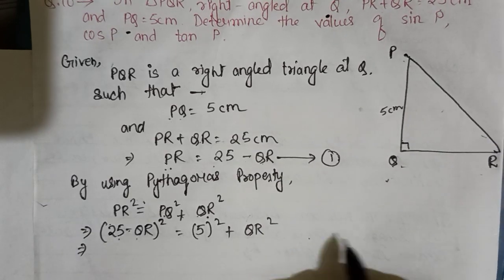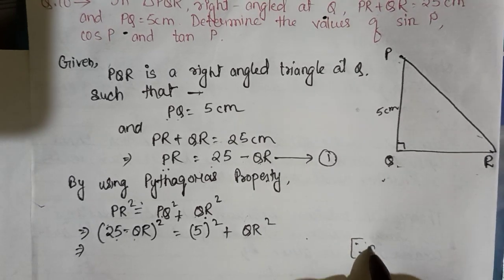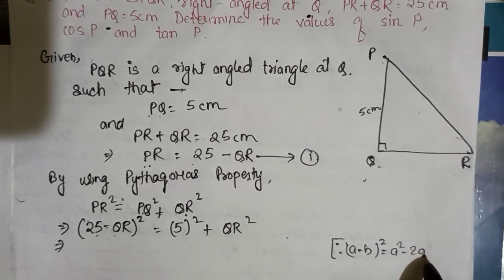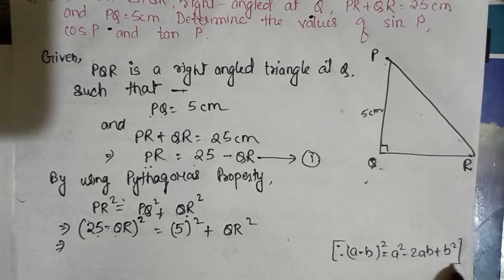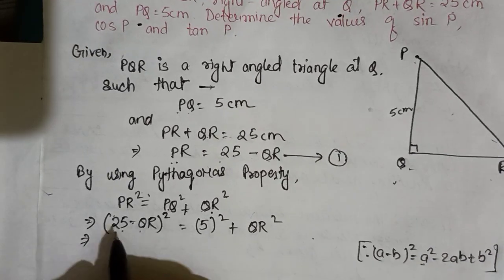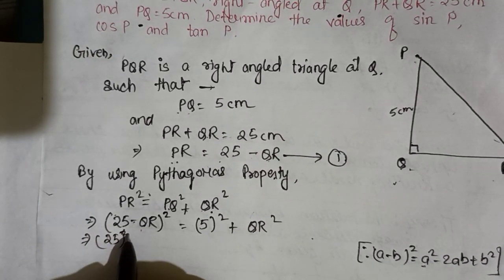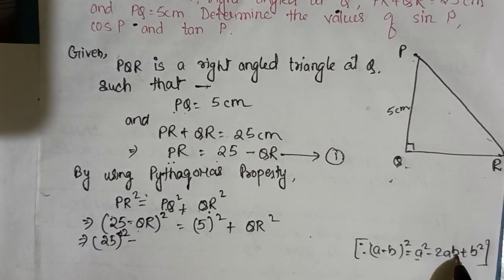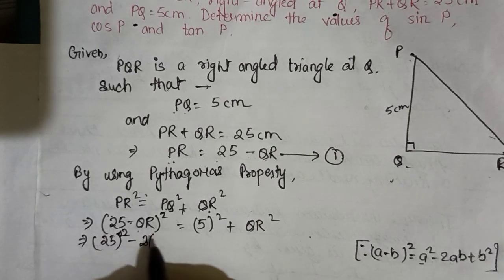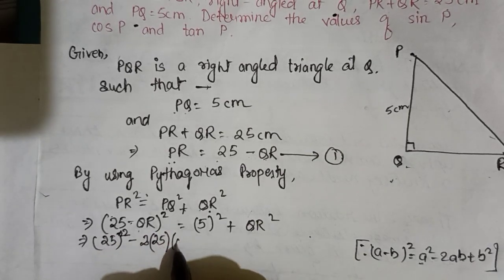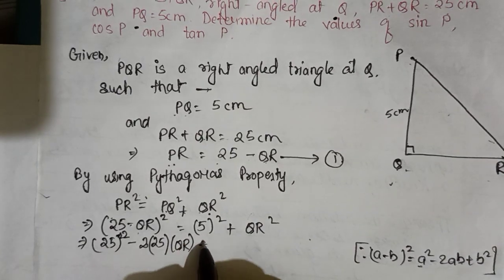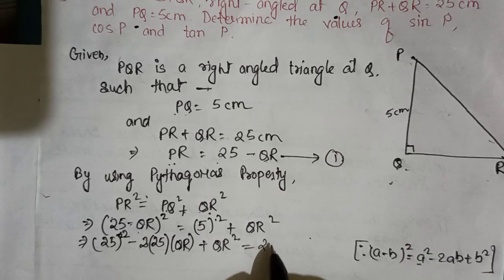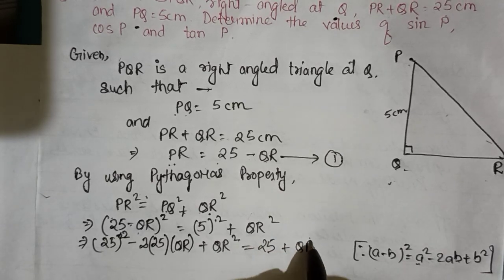So we'll write here, since (A minus B) whole square equals A square minus 2AB plus B square. This identity we are going to use here. A is 25, so it will be 25 square minus 2 into A into B, so 2 times 25, B is our QR, plus B square, which is QR square, equals 5 square, which is 25, plus QR square, same.